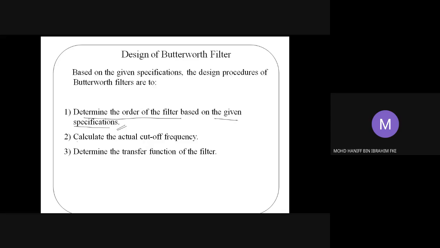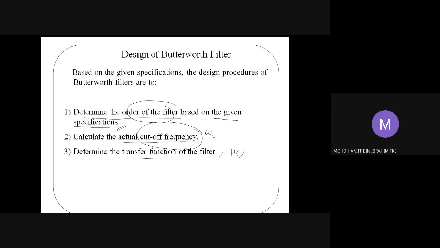Number two, we need to obtain the cutoff frequencies. So three important things in the Butterworth filter design. Number one, the order of the filter. Number two, the cutoff frequencies, the omega C. And number three, the transfer function, which in short we just write as H(s). So three things to be obtained in the design process of the Butterworth filter. I repeat again, number one is the order, number two is the cutoff frequencies, number three is the transfer function of the filter.